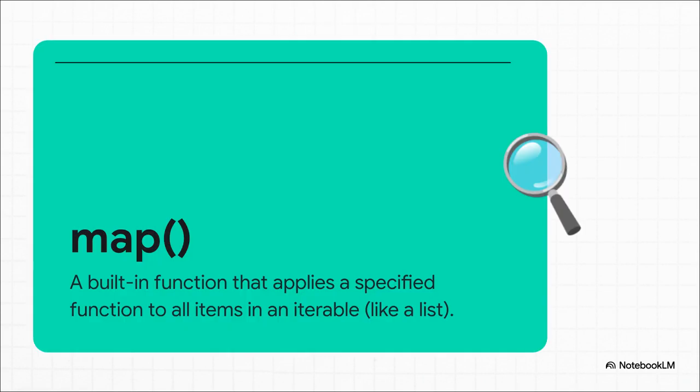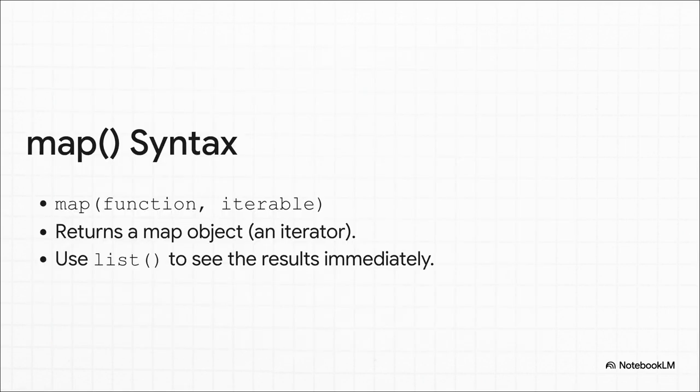So, here's the real magic of mapping. All it does is take a function and a list, and then poof, it automatically applies that function to every single item in the list. You don't have to write a loop yourself. It handles all that boring iteration stuff for you, totally behind the scenes. And the syntax? It's super straightforward.